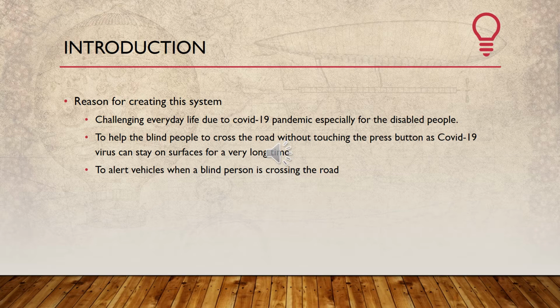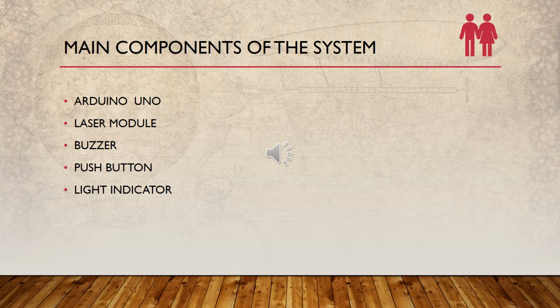Considering that in our mind, we came up with a system called Multiple Pedestrian Crossing System using Arduino for disabled people. This project aims to help the blind and disabled people to cross the road by themselves. The building blocks our system incorporates are Arduino Uno, laser module, buzzer, push button and light indicator.